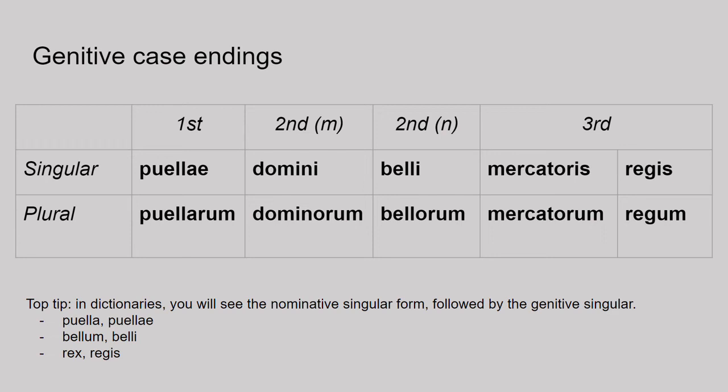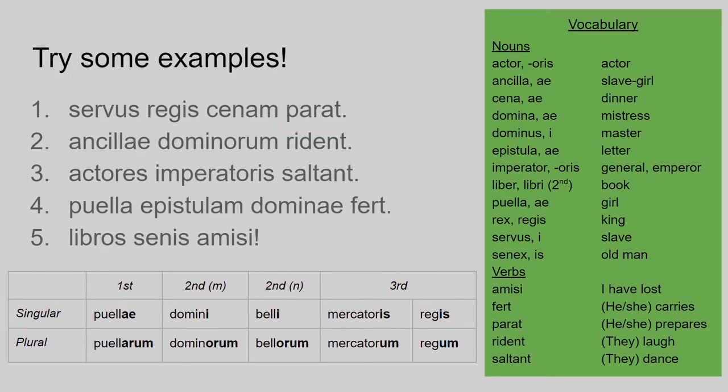So let's try translating some Latin sentences. The vocab down the side is split into nouns and verbs for ease, nouns in the nominative singular with the genitive endings to help you, and the genitive endings table is at the bottom. Remember, if you want the full noun endings cheat sheet to help you with this exercise, you can download it from the link in the video's description. Pause the video here if you want to go on your own, otherwise I will go through these now.